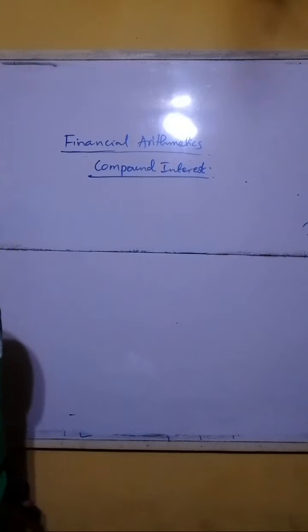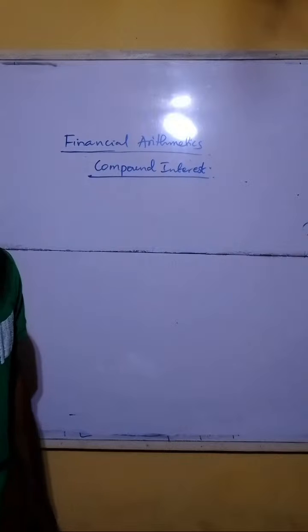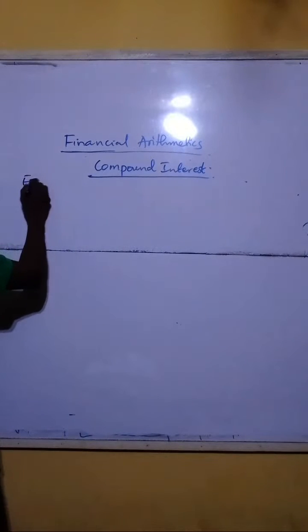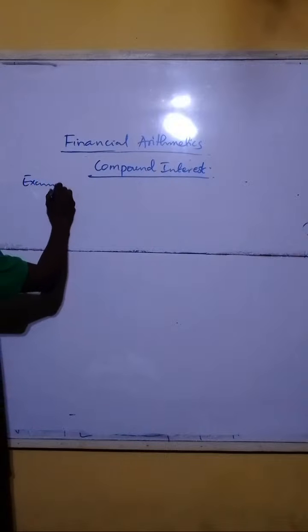Then let's look at an example. Find the compound interest on 10,000 naira. So let's look at an example here.